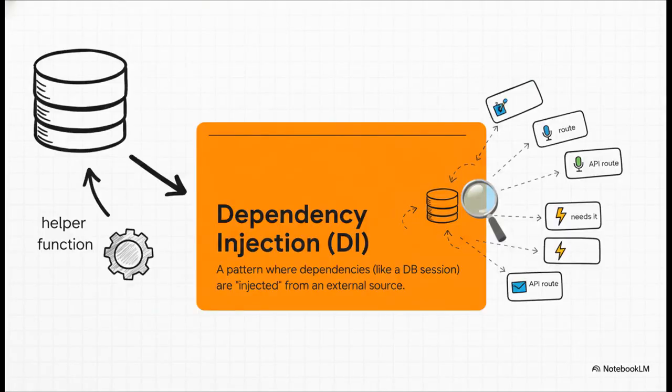Our first big move is to use a pattern called dependency injection. Now, don't let the name scare you. Think of it like this. Instead of every part of our code trying to build its own tools from scratch, we have a central toolbox. We'll create the database session once in a little helper function, and then FastAPI will automatically inject, or basically just hand, that session to any API function that needs it.